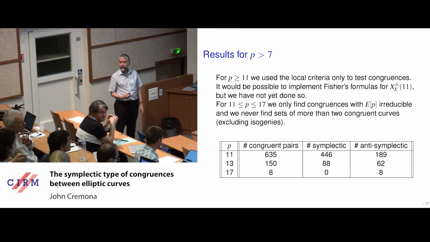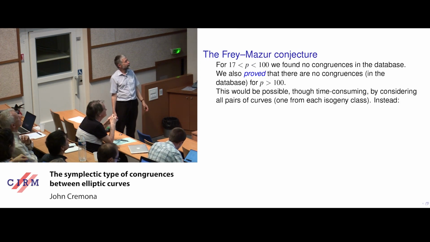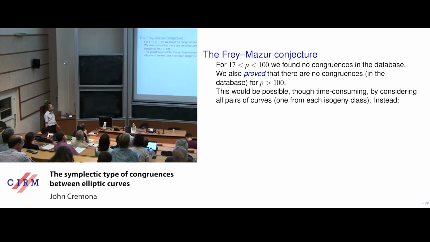Okay. So I mentioned our theorem about the Frey-Mazur conjecture, where we proved that there were no congruences modulo any prime greater than 100. And 100 isn't a round number. 100 is actually the number that works here, as I was able to explain.